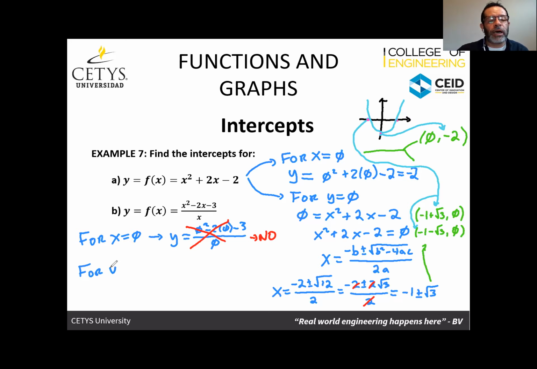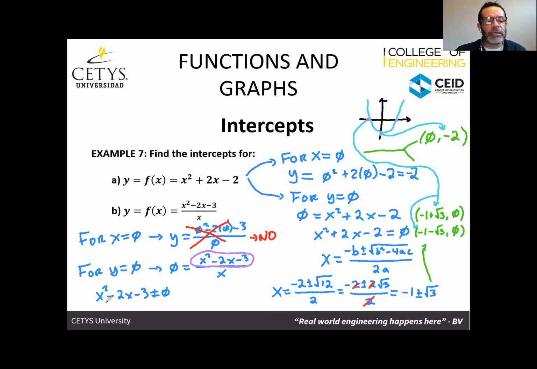For Y equals 0, we would have 0 equals X squared minus 2X minus 3 divided by X. We are really only interested in the numerator, because the numerator is the one that's going to make the quotient 0, because the denominator cannot be 0. So that would mean that this turns into X squared minus 2X minus 3 equals 0.